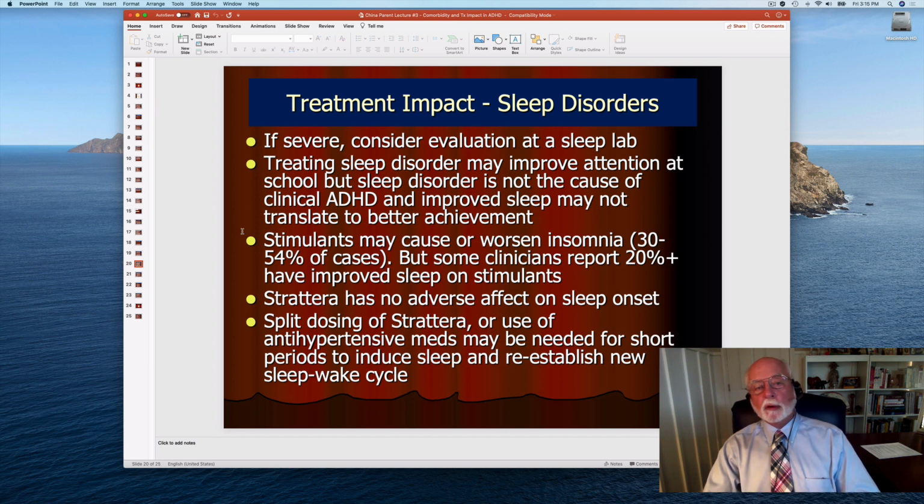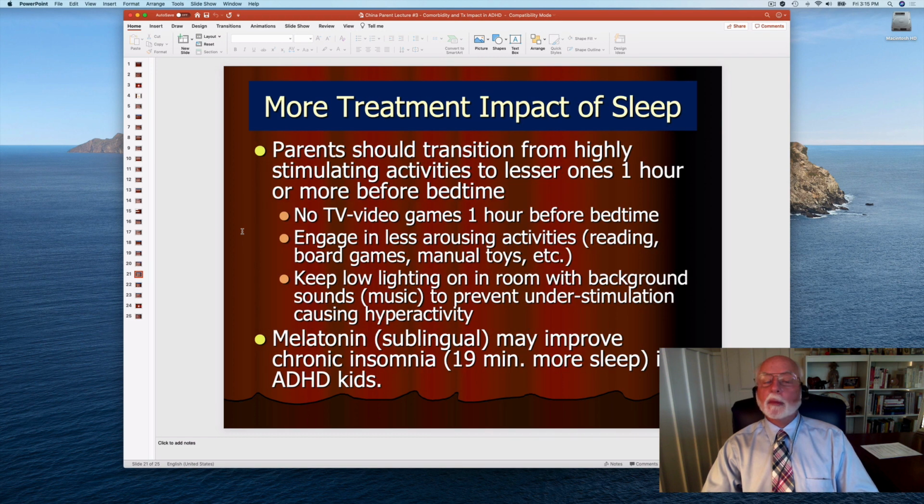And giving Strattera twice a day may also help with sleep onset, because Strattera is known to produce some degree of sedation or sleepiness in children, at least initially. So, the combination of sleeping problems with ADHD might alter the way we treat the ADHD if the stimulant medication is part of the problem in producing the sleeping difficulty.